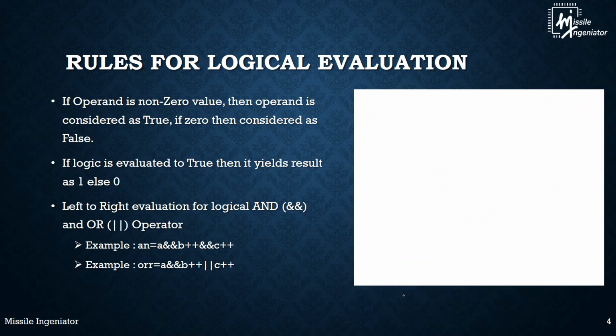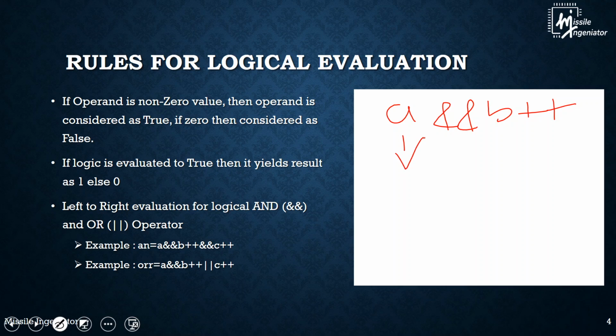In the worst case, let me take the next example. If I try to evaluate the first expression like a ampersand b plus, say a has some other positive, non-zero value. For easy understanding, I'm taking a as 1. So 1 ampersand b plus. Here, as this is a non-zero value, you can start evaluating with the b plus.